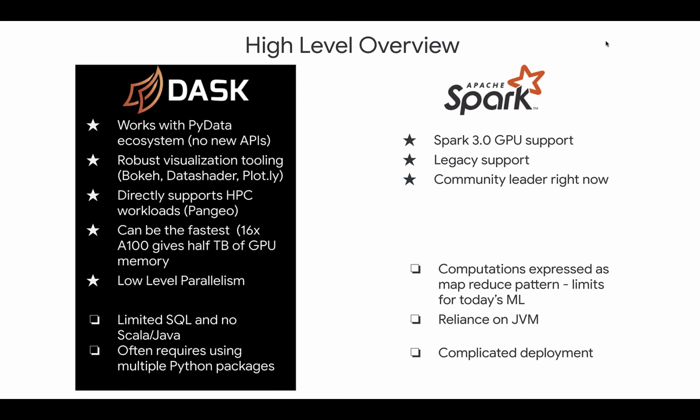Now, on the Apache Spark side, some of the pros. The new Spark 3.0 does also have GPU support directly. So there are 3 or 4 different join algorithms now that can take advantage of GPUs if you have them. So even in Spark SQL, certain methods will call out to GPUs if you have them enabled.